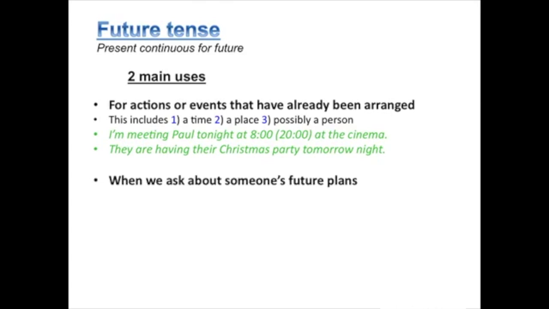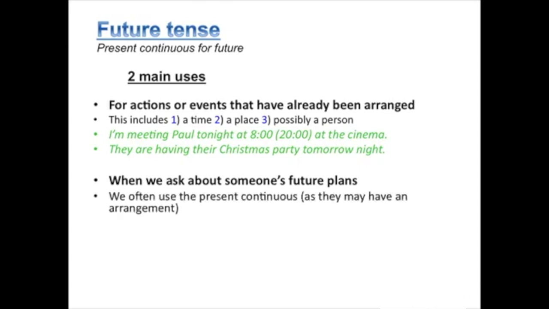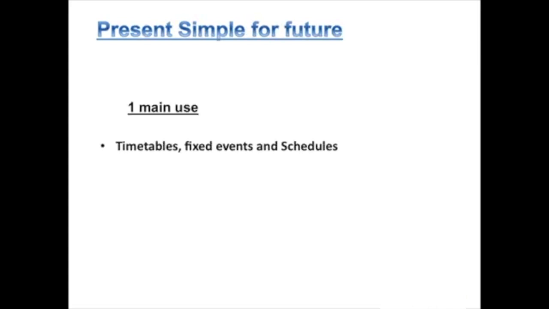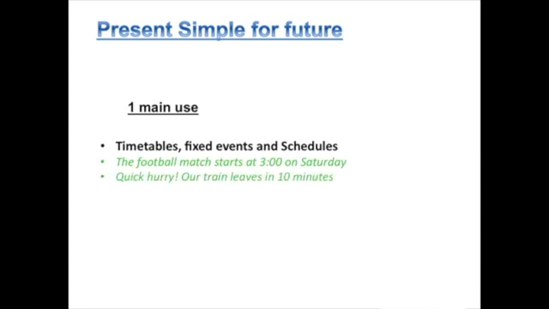When we ask about someone's future plans is the second use. We often use the present continuous as they may have an arrangement. So I would say, what are you doing at the weekend? Okay, finally, present simple for future has one main use. It's used for timetables, fixed events and schedules. The football match starts at 3 o'clock on Saturday. Quick, hurry, our train leaves in 10 minutes.